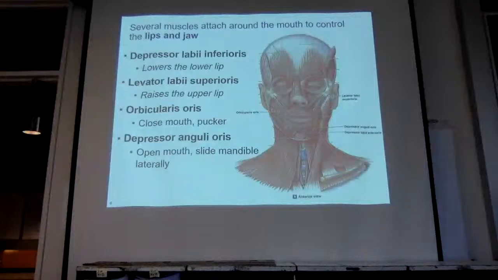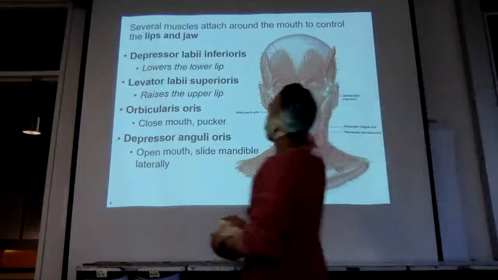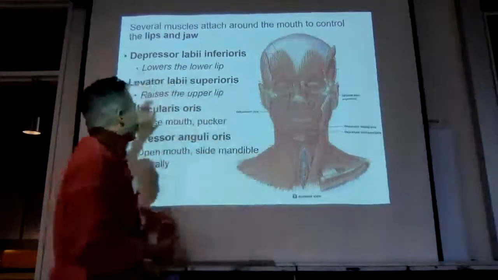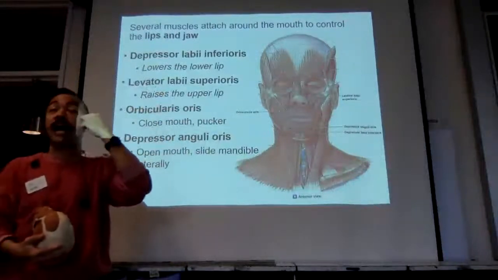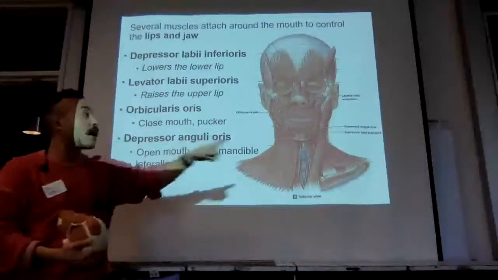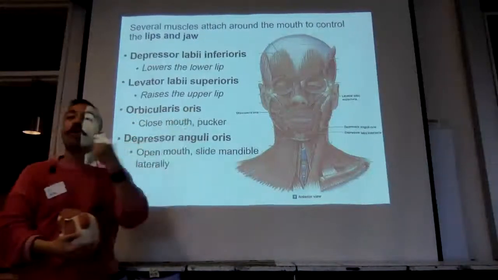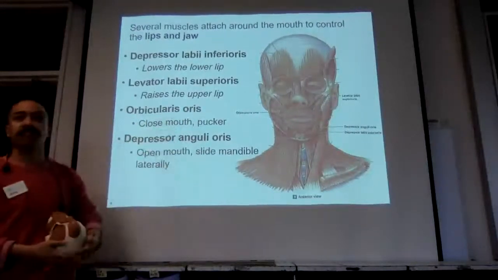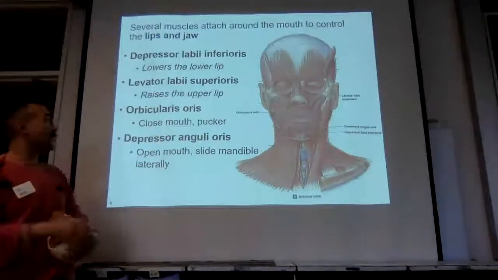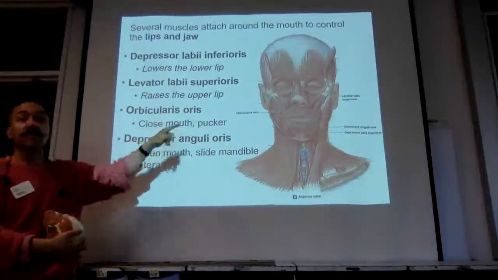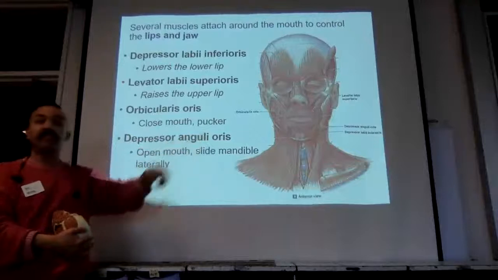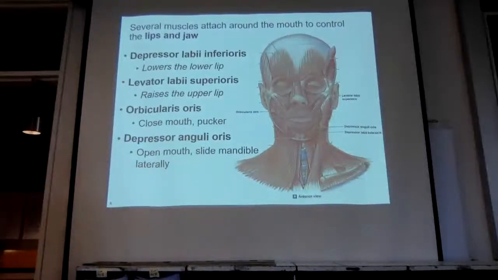All right, moving around the mouth. I'll skip to this one first. This was orbicularis oculi, around the eye. Around the mouth is orbicularis oris. Oral is mouth, oris is mouth. Orbicularis oris. So if you want to close your mouth, if you want to pucker, that's orbicularis oris.